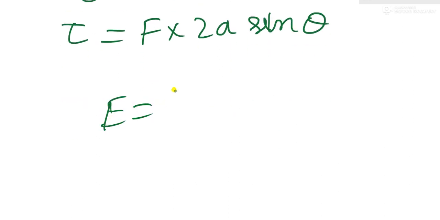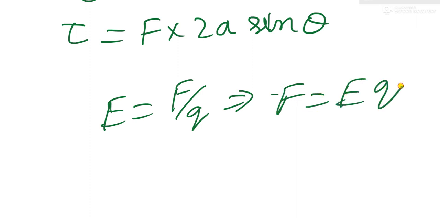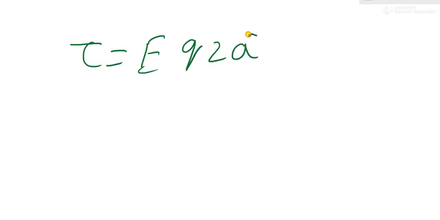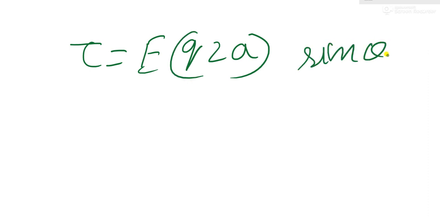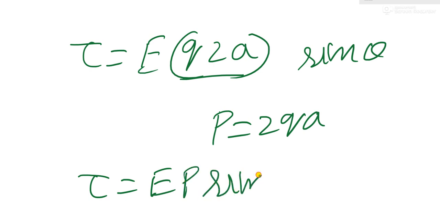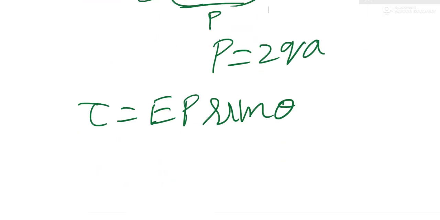Electric field is equal to force per unit charge, so by cross multiplication force is equal to electric field into charge. Instead of force, we can write electric field into charge. Finally we get torque is equal to electric field times charge times 2a sin theta. We already know 2qa is called the dipole moment, p. So torque is equal to E p sin theta, because q times 2a together is the dipole moment P.